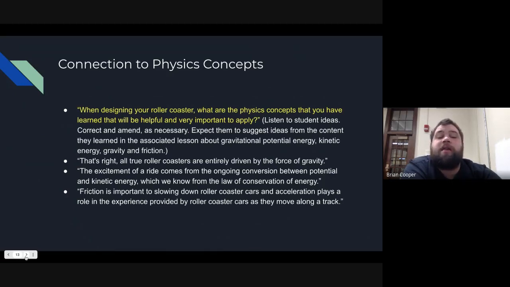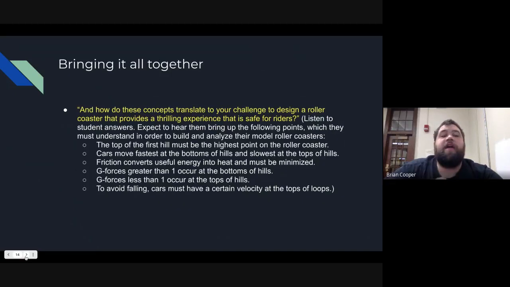Friction is important to slowing down roller coaster cars, and acceleration plays a role in the experience provided by roller coaster cars as they move along the track. Then you're going to ask, and how do these concepts translate to your challenge to design a roller coaster that provides a thrilling experience that is safe for riders? You're going to listen to your students' answers and expect to hear them bring up the following points, which they must understand in order to build and analyze their model roller coasters.